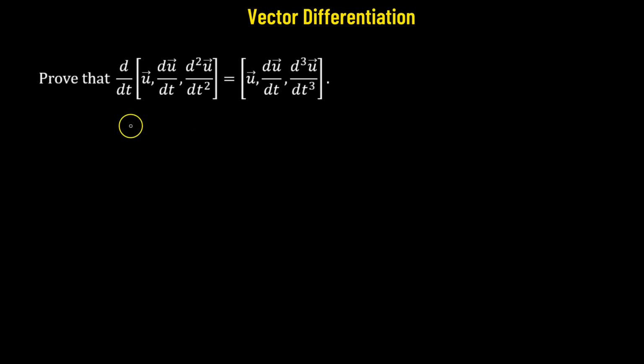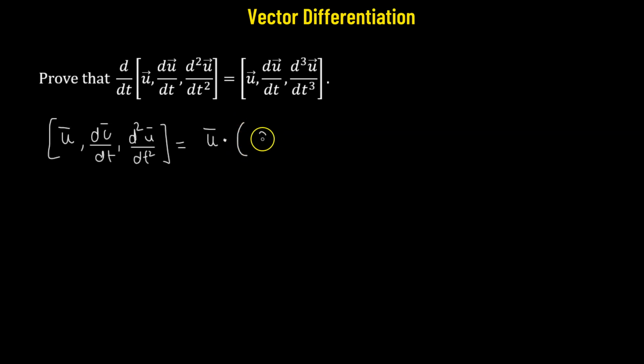Let's prove the following. We first begin with the scalar triple product between the vector u, its first derivative, and its second derivative. This can also be expressed as taking the vector u dotted with the cross product between the first derivative of u with respect to t and its second derivative with respect to t. All we have to do now is take the derivative of this particular scalar triple product.